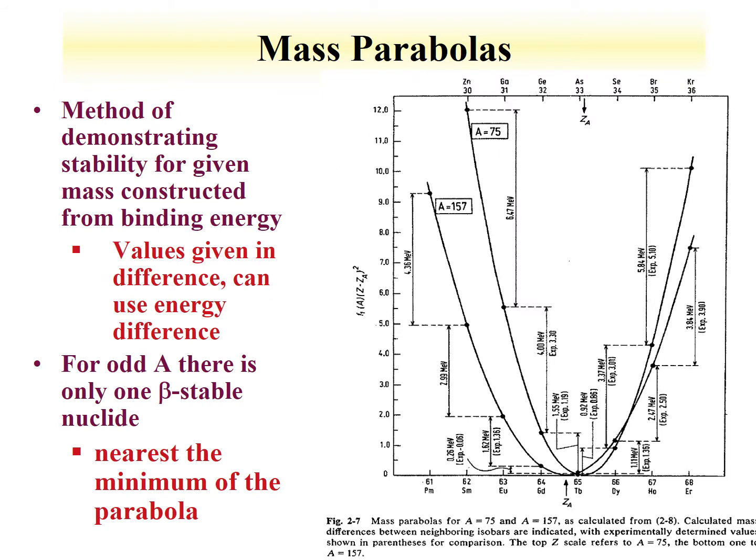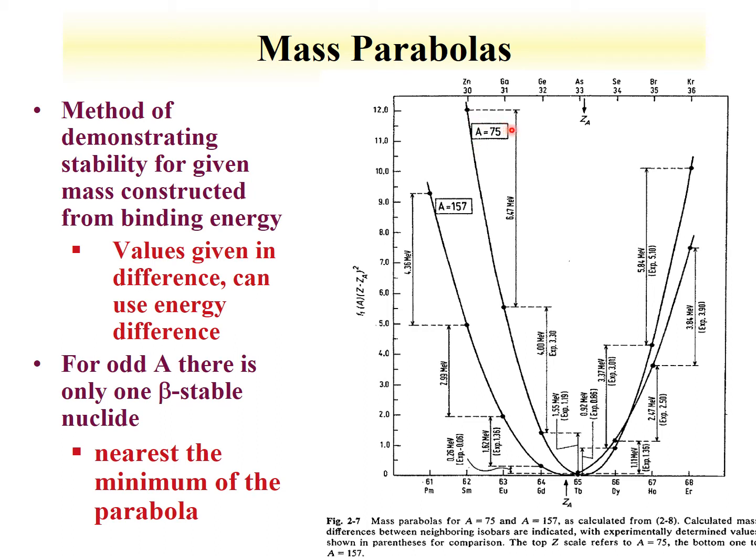Another way of evaluating trends within nuclei is to look at something called mass parabolas. It's a way of demonstrating stability by constructing some binding energies. So what we have here is basically a way of showing how much extra energy an isotope has compared to the other isotopes in its isobar. So here we plot A of 157, A of 75, and fundamentally here we have energies. These are your Q values.